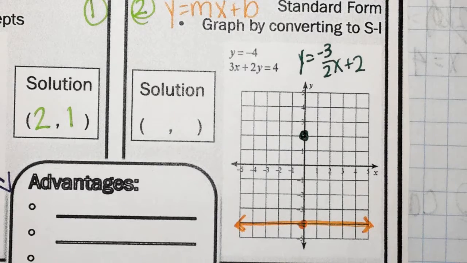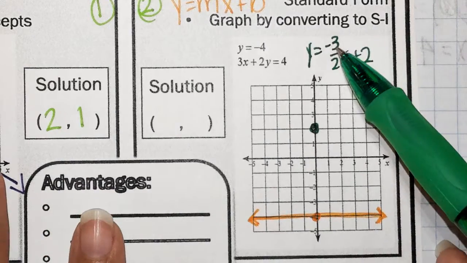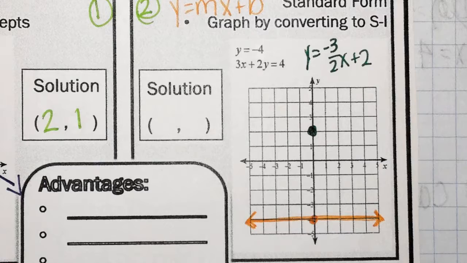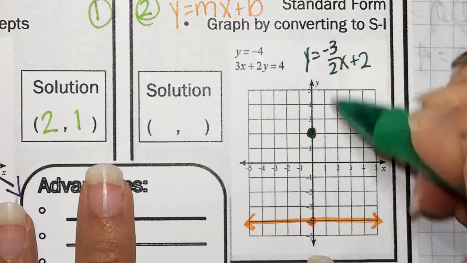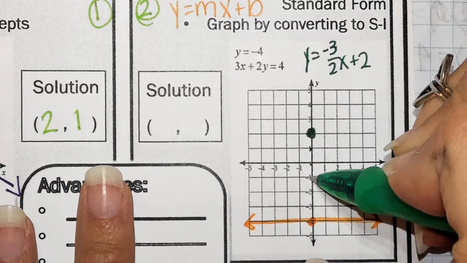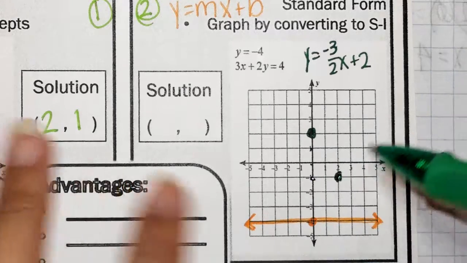I want someone who hasn't talked to me yet. Ethan, do you think you can help me figure out what we do next? Do we use our slope next? And is it positive 3 halves or negative 3 halves? So do we go up or down? Down. All right. How many do we go down? 3. Good. 1, 2, 3. And then we go right. How many? 2. Thank you, Jorge. Both of you take a point.